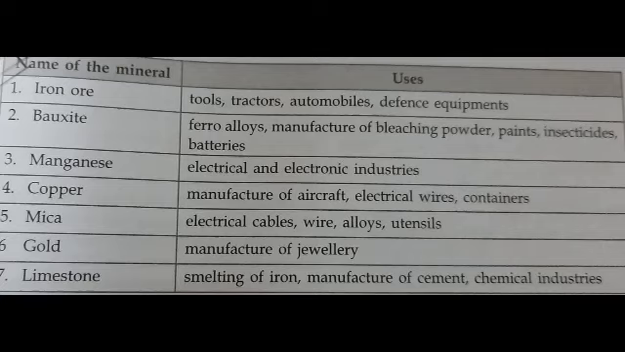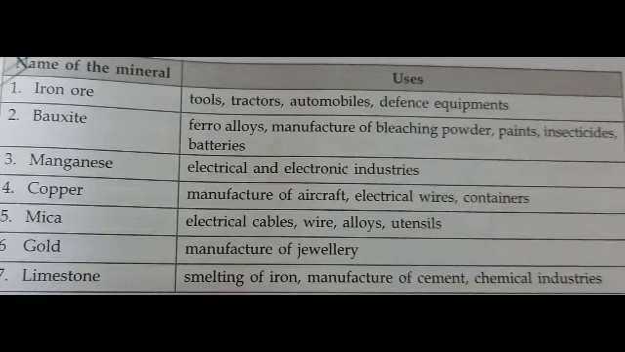So, let's revise the uses again. From iron ore, iron is extracted, which is used for making tools, tractors, automobiles, and defense equipments. Bauxite is used for making ferroalloys. That means by combining iron and aluminium, we make various products. Then, for manufacturing bleaching powder, paints, insecticides, and batteries. Manganese is used in electrical and electronic industries.